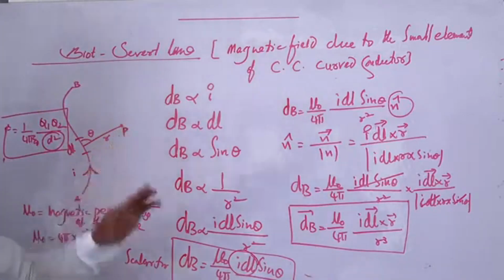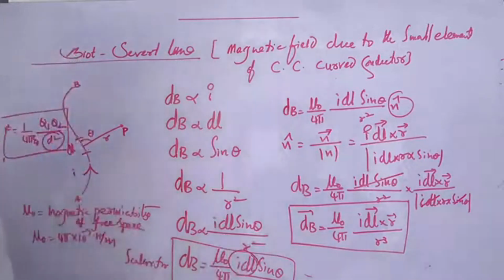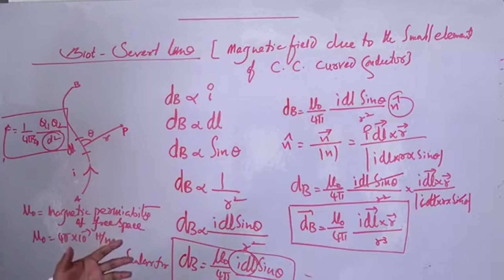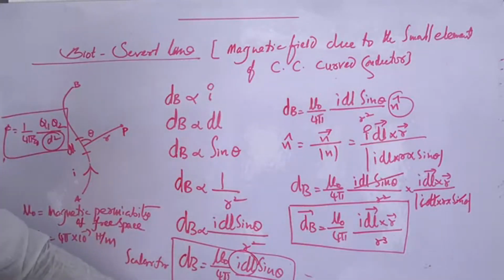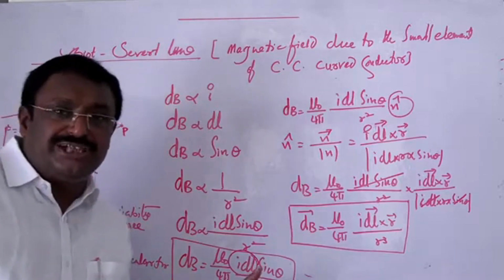Here the electric field and magnetic field have similar properties, but the field lines are different. In the case of an electric field, you never expect closed loops, but only in the case of a magnetic field can we expect closed loops. So thank you. In the next class, I am going to teach Ampere's law.